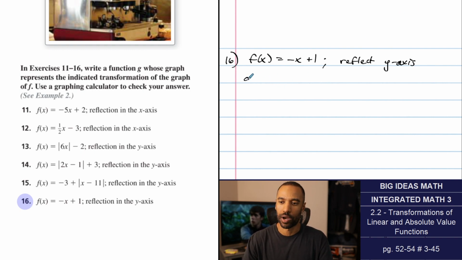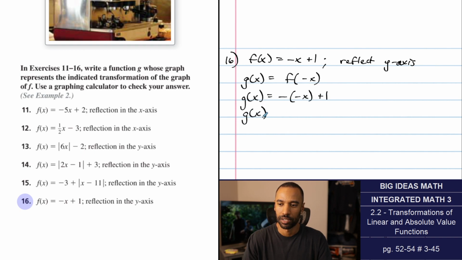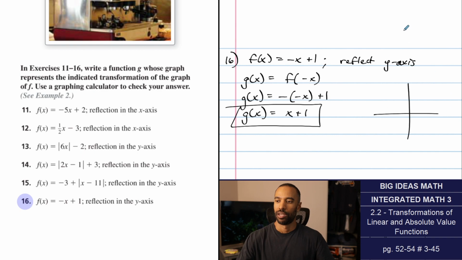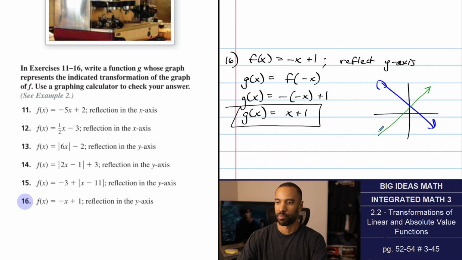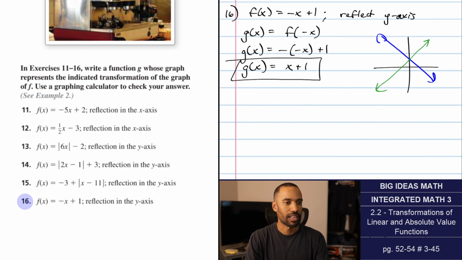Okay, so for this one, your g of x, you've got to flip the inside right there. So we're going to be taking the opposite of negative x, and plus 1. The opposite of negative x is x, and you get x plus 1 as that linear equation equivalent. Instead of a slope of negative 1 like that, it's a slope of positive 1. So that's the difference in the graph. It's a reflection across the y-axis, not the x-axis. And you're good. Okay, that is 11 through 16.